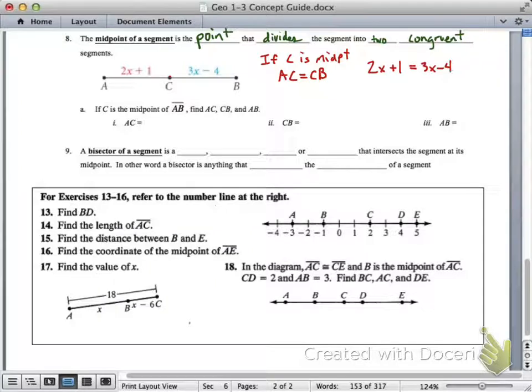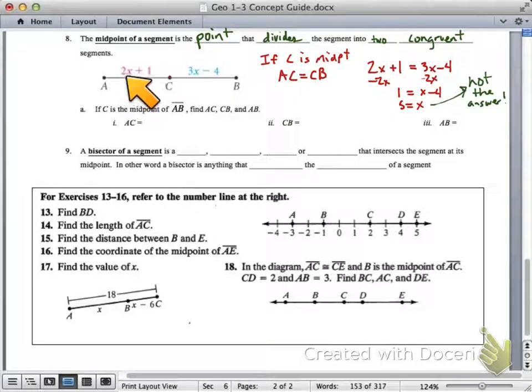So if AC equals CB, then we can set 2x plus 1 equals 3x minus 4 and solve. When I solve, I'll get x equals 5. But that's not the answer to the question. The question said if C is the midpoint of segment AB, then find the length of AC, the length of CB, and the length of AB. But now we can do this.